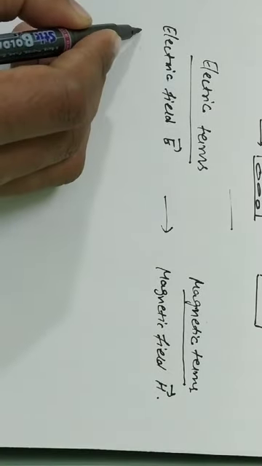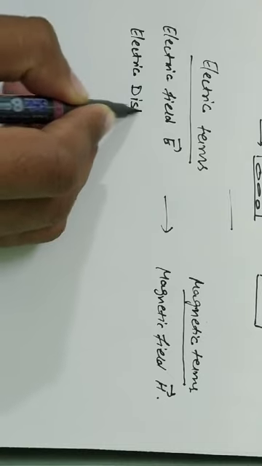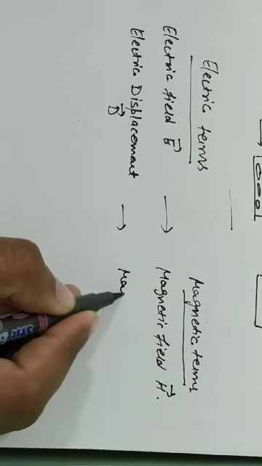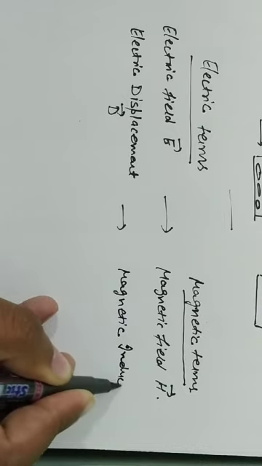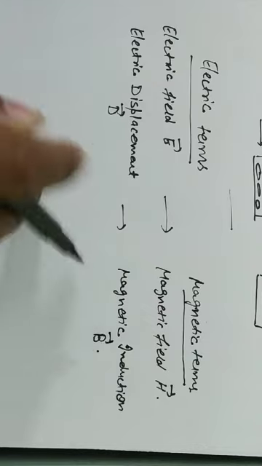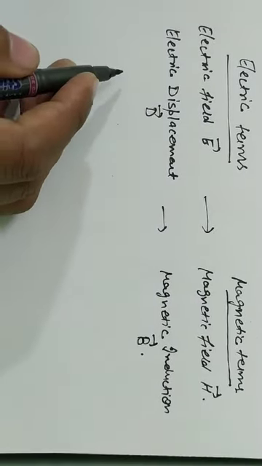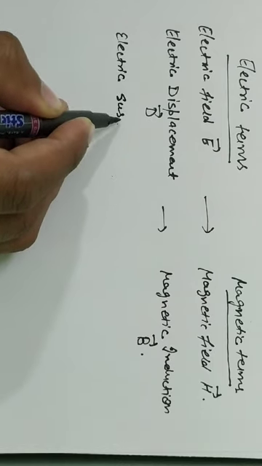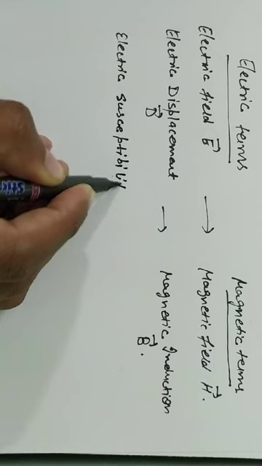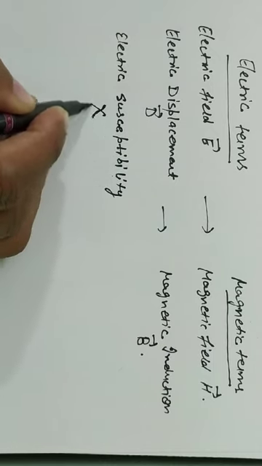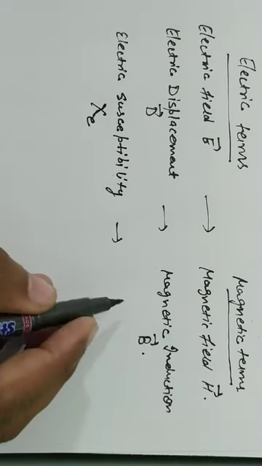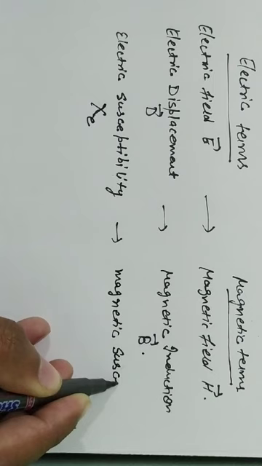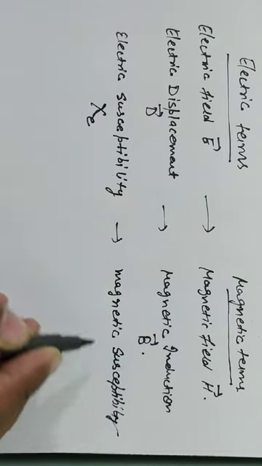Now in electric terms we have electric displacement, that is D vector. In the similar way, we have magnetic induction, that is B vector. Next, in electric terms we have electric susceptibility, denoted by xi e, and in the similar way in magnetic terms we have magnetic susceptibility, that is xi m.